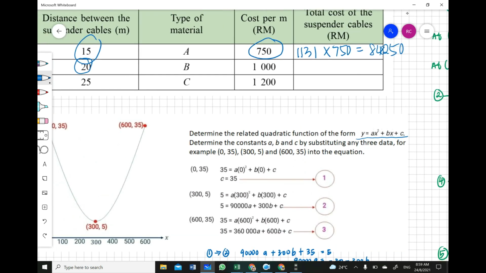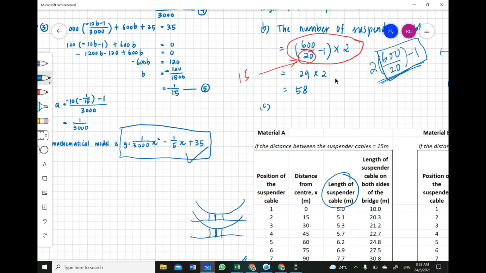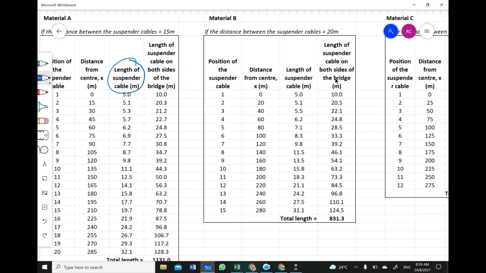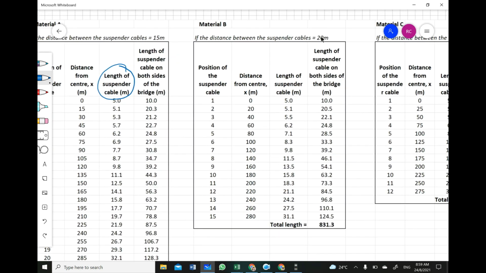Yes, madam. Okay, so I carry on with this next one. When it is divided into 20 meter apart with the cost of 1000. So this is the working. If 20 meter, of course, it is shorter because in between the cable, you need to make it longer already. So you don't need that much of cable. So you can see I only have 15 over here, from 0, 20, because the distance is 20, up to 280. When it reaches 300, 300 is the concrete tower. So we no need the suspender cable.